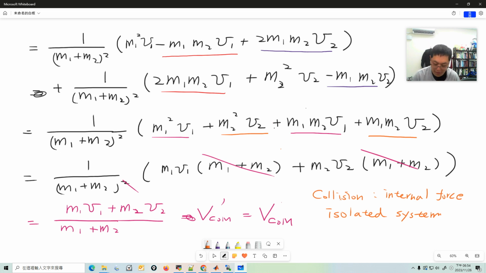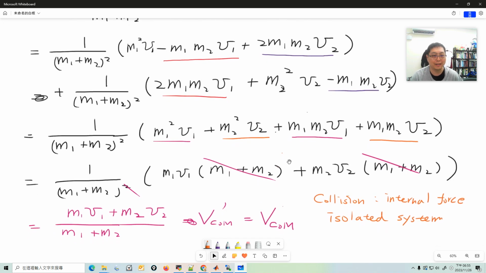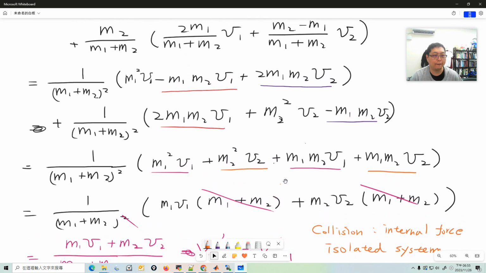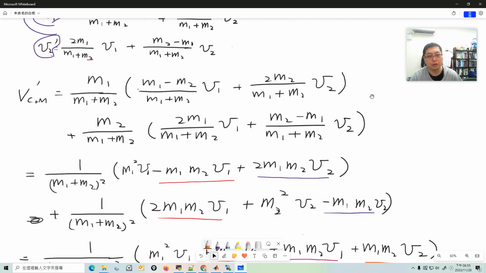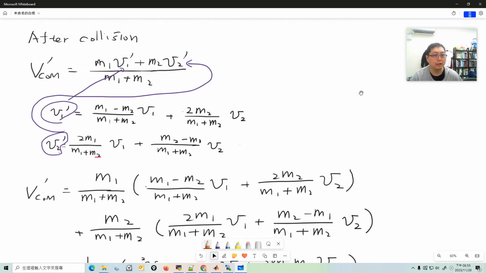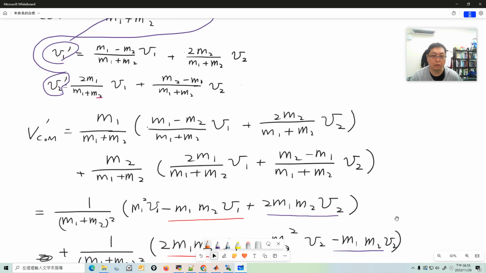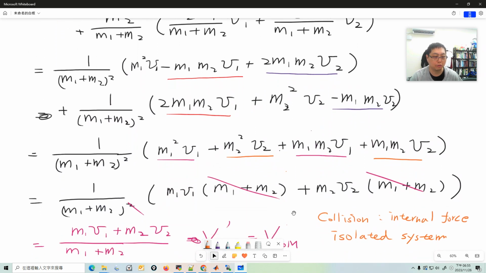That's just Newton's second law of motion one more time. It's just a quick check. The center of mass velocity before collision and after collision is the same. It's some algebra work, but not really too hard, I think. It shows the center of mass velocity before and after collision is the same because the system is isolated and the collision force is an internal force.